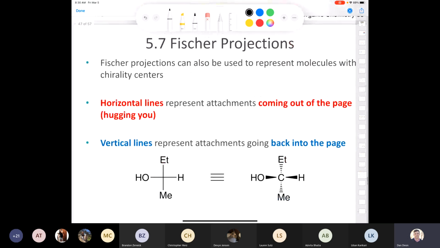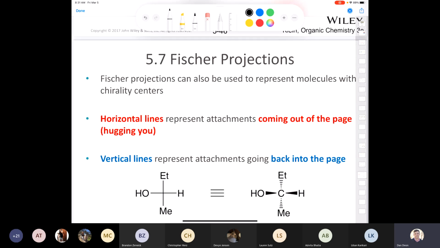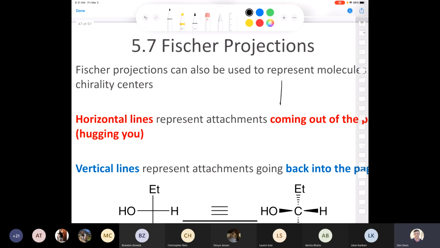All right, let's move on to section 5.7. 5.7 deals with Fischer projections. Fischer projections can also be used to represent molecules with chirality centers. If any of you have studied biology before, you might have seen a Fischer projection of glucose. You might have seen something like this in your biology textbooks. I don't know, maybe yes, maybe no.